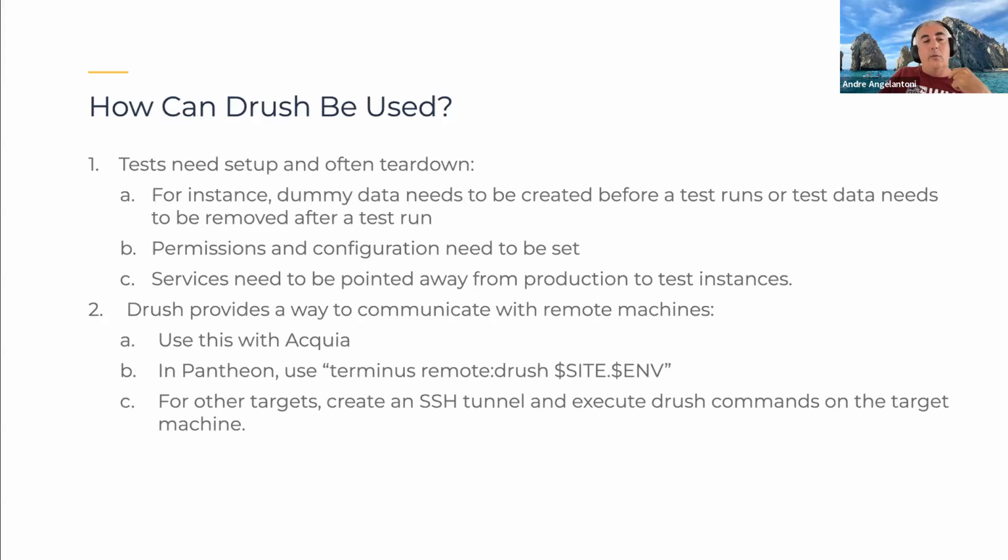For other targets, like what we had to do in this last project, we had to create an SSH tunnel and execute the Drush commands on the target machine. So when you're creating your specific Drush commands, keep in mind that they need to be able to run locally, perhaps inside of a container and outside of a container, on the developer's machine. And they need to target machines that are elsewhere. They might be the test servers, or it might actually be production.